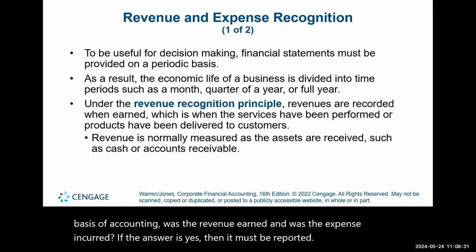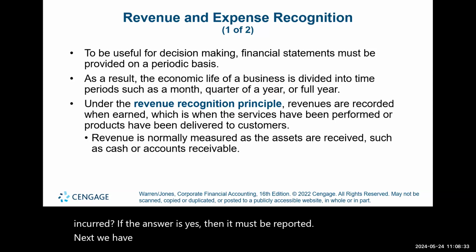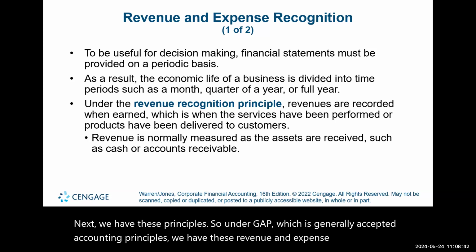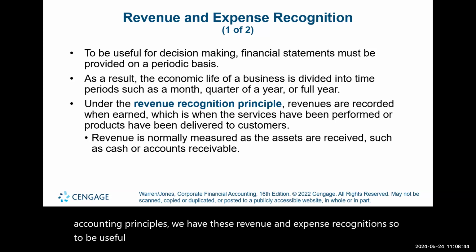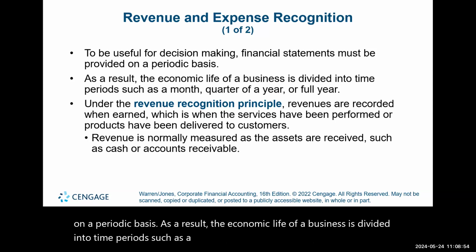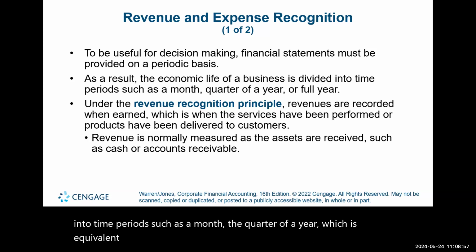Next, we have these principles. So under GAAP, which is generally accepted accounting principles, we have these revenue and expense recognition. To be useful for decision making, financial statements must be provided on a periodic basis. As a result, the economic life of a business is divided into time periods such as a month, the quarter of a year, which is equivalent to 3 months, or a full year, which is 12 months.